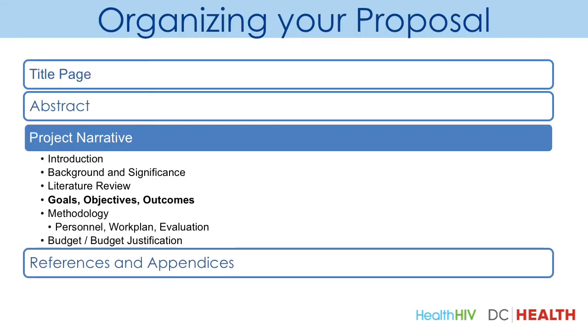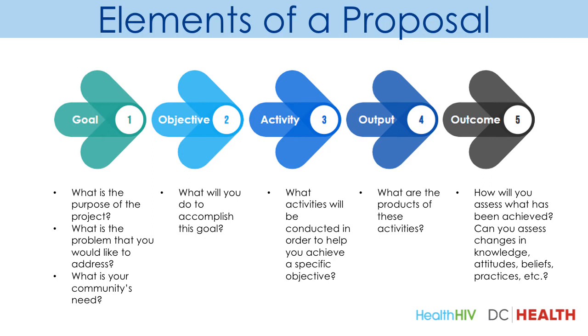Let's now switch gears and look at goals, objectives, and outcomes. Next in the project narrative is the section that features goals, objectives, and outcomes. This section is of particular importance because it provides you with an opportunity to begin to tell the reviewer just what the vision for your project is, what you hope to accomplish, and how you hope to achieve this.